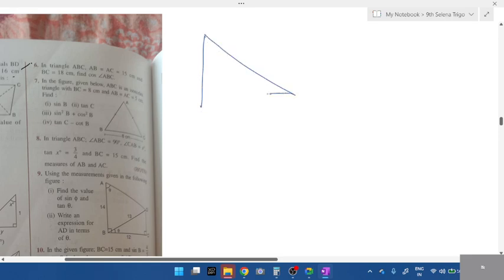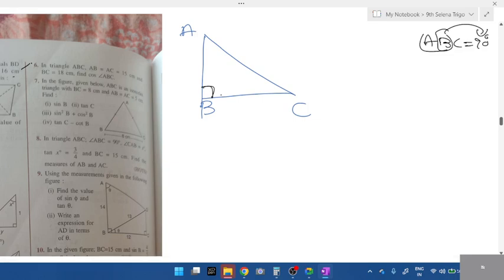Eighth question. Look at the eighth one, all of you. A, B, C. Which one is 90 degrees here? If they mention A, B, C, always take the middle value. Which is the middle one? Yeah, B is 90. Just to confuse, they give A, B, C, students. Always take the middle one. B is 90 degrees.